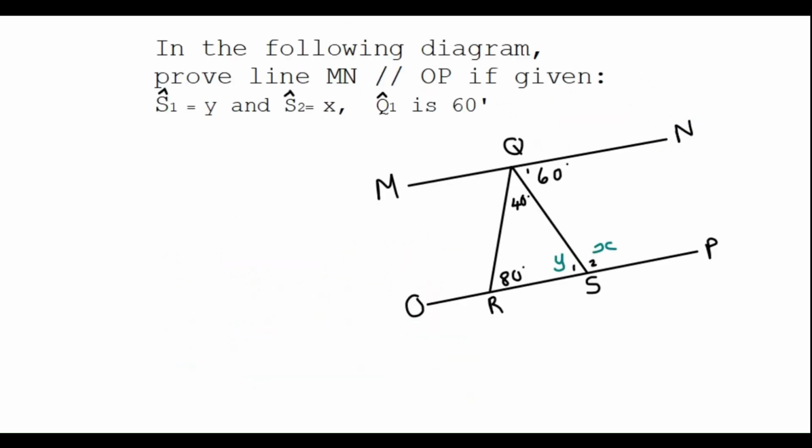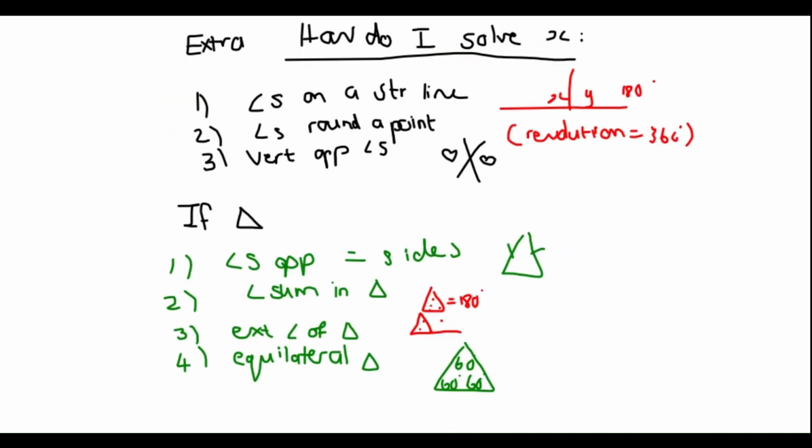Now, on to the last example. What they ask you is to prove MN is parallel to OP. Let's go and find MN. There is MN and it's parallel to OP. You are given that S1 is Y, S2 is X, and Q1 is 60 degrees. Since you have a Y and an X, we remember that our first step is to solve X and Y. I am going to start with X since it's the first letter in the alphabet. Okay, let's try and look for a way to find X. Use one of your theorems here.